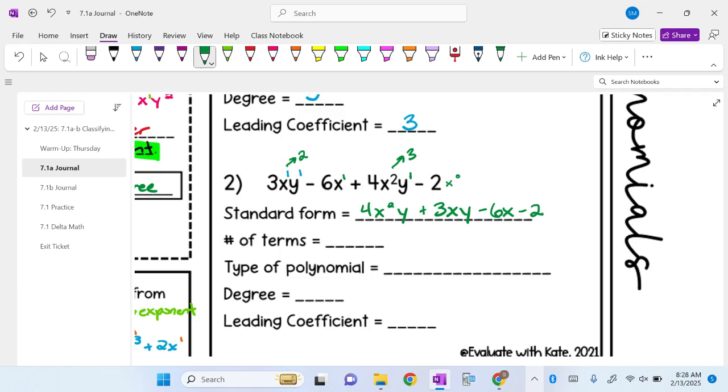How many terms do I got? 4. So what type of polynomial is it if we have 4 terms? It's just a polynomial. What's the degree? 3. When we added up our exponents, the highest was 3. So what's the leading coefficient? 4. Good. Any questions on classifying polynomials and their key features?